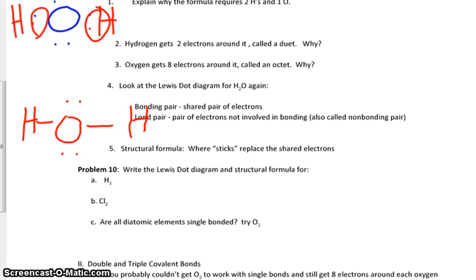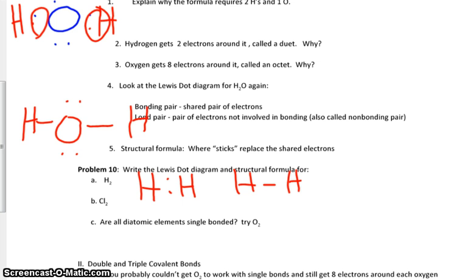So it says, problem number 10, write the Lewis dot diagram and the structural formula for hydrogen and chlorine. So why don't we go ahead and do that. If you add up the hydrogen's valence electrons, you get a total of, well, 1 plus 1 is 2. So you only have 2 electrons. So it will look like this. There's your 2 bonding electrons. And if you want to do a structural, we're going to replace those 2 electrons with a dash.